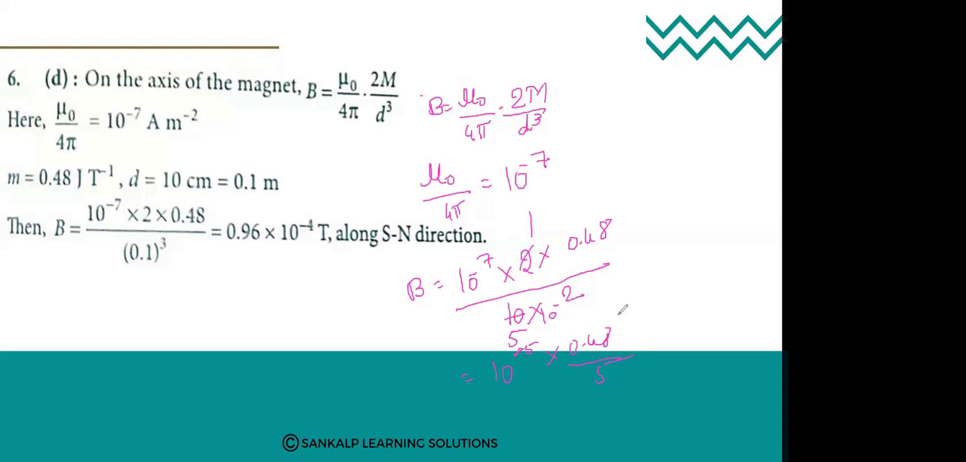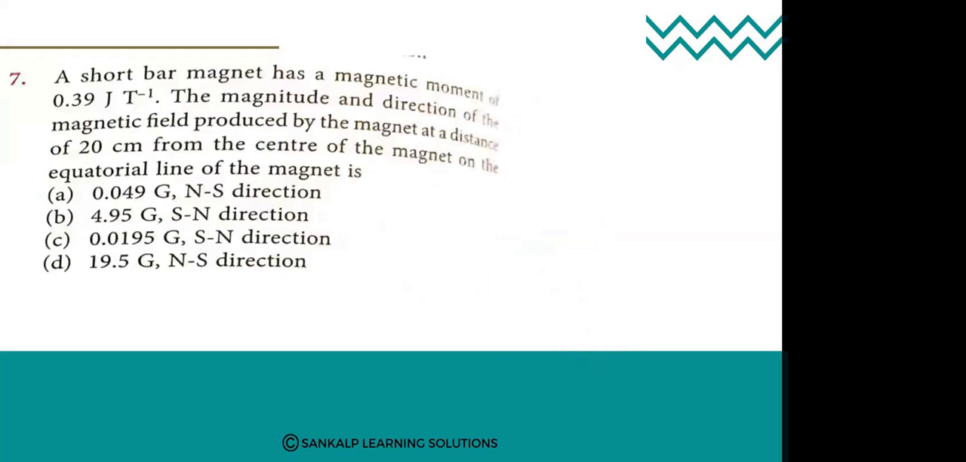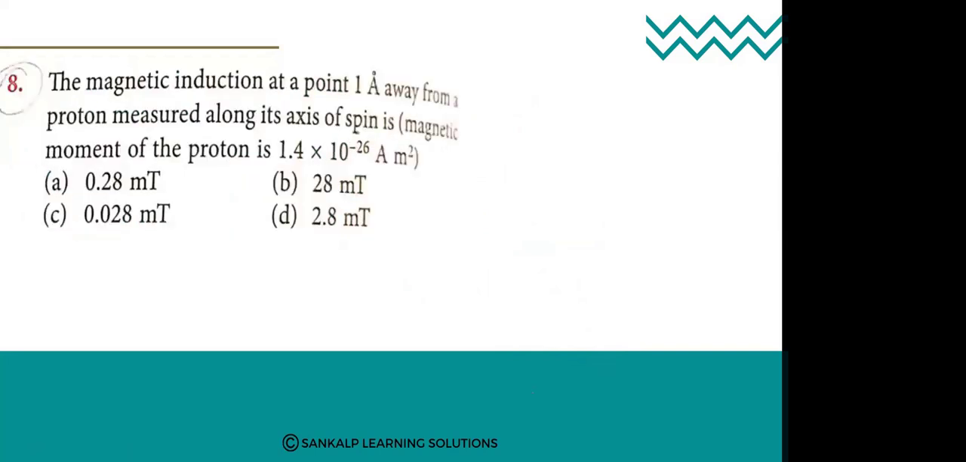Okay, the next question, another 2-3 questions we will see. So this is a similar one. You can see in each chapter questions come in almost one pattern, that is a short bar magnet, magnetic field, distance. You can see the same solution, everything is the same. So the same question is here.